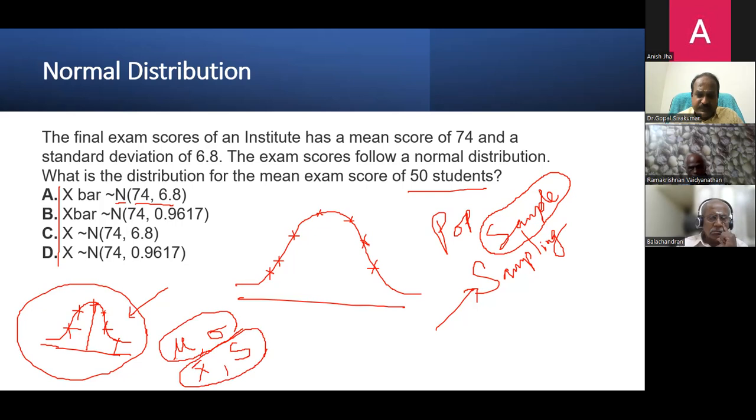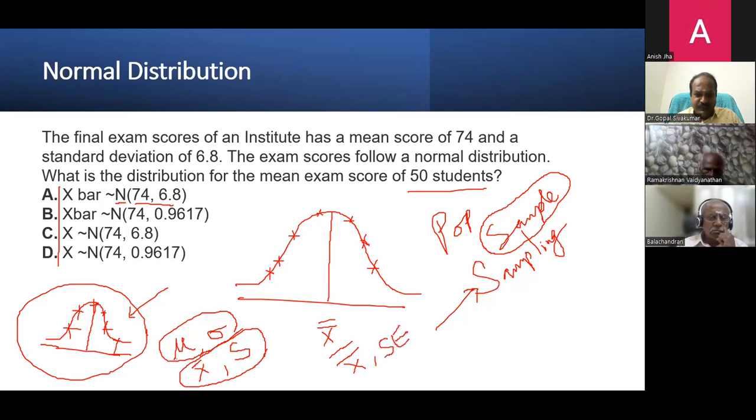What will be the center point of the sampling distribution? The mean, X double bar, because every point is an average. And you can calculate the standard deviation here also, which is called the standard error of the mean.